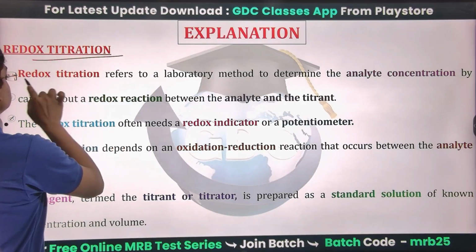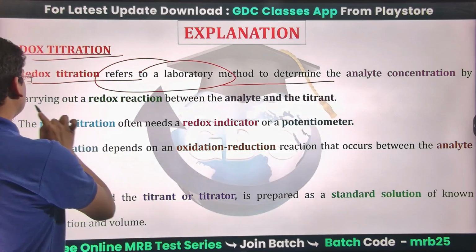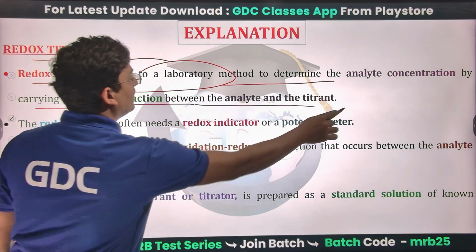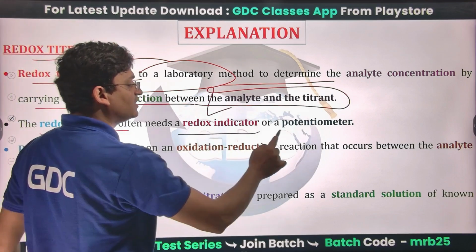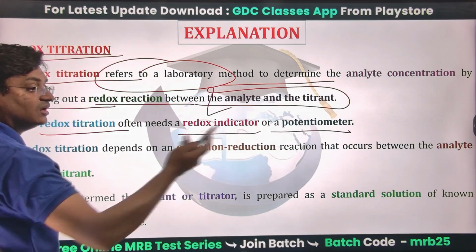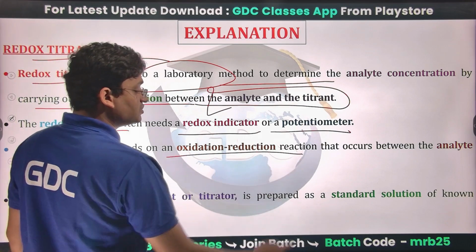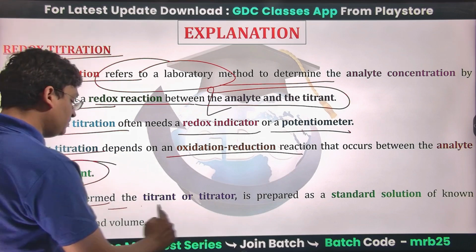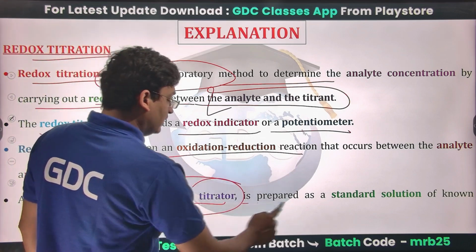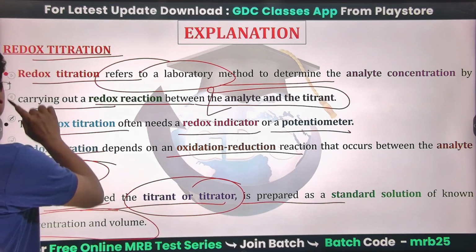Okay, so redox titration refers to the laboratory method to determine the analyte concentration by carrying out a redox reaction between the analyte and the titrant. Redox titrations often need redox indicators or a potentiometer since they involve electron-transfer reactions. Redox titration depends on the oxidation-reduction reaction that occurs between the analyte and the titrant. A reagent termed the titrant is prepared as a standard solution of known concentration and volume.